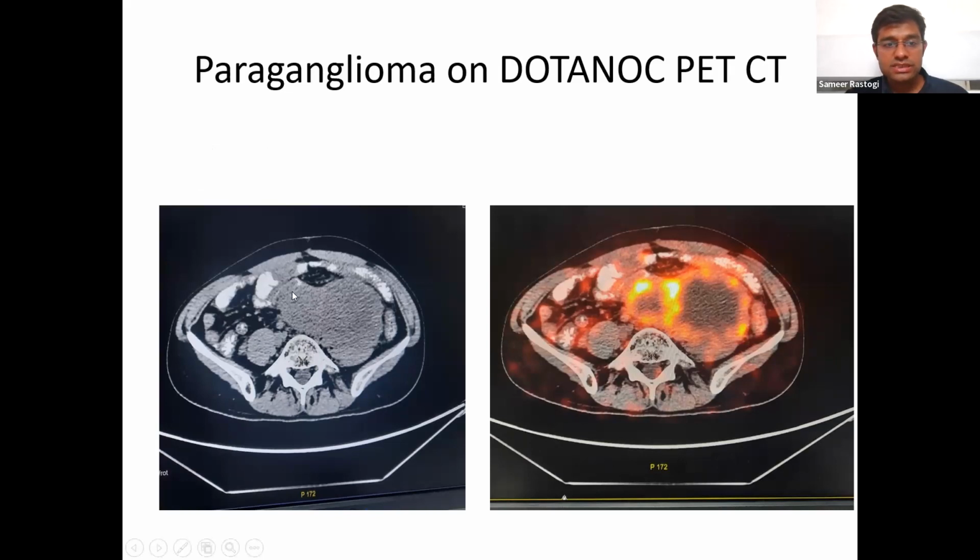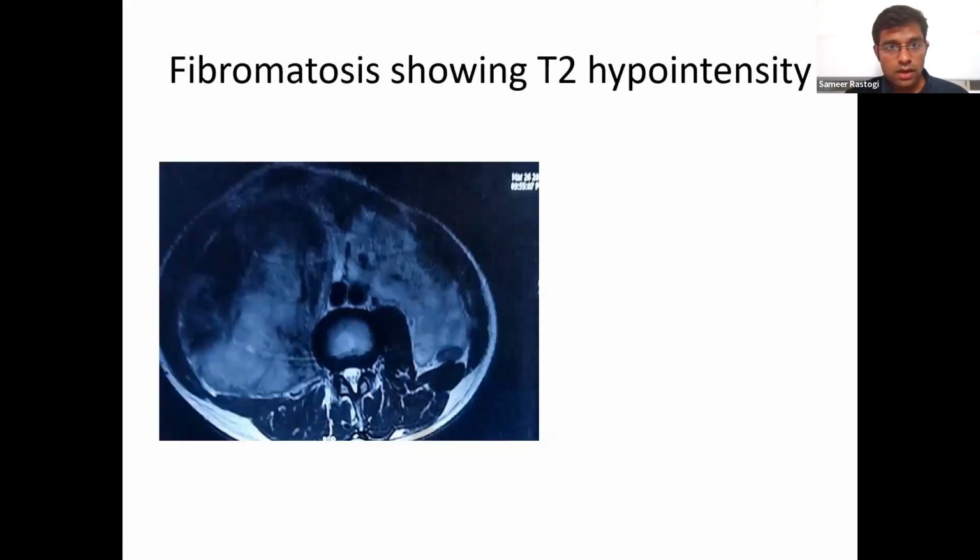If you can see, this is a retroperitoneal mass, which is evident on Dotanoff PET-CT, gallium Dotanoff. So this is nothing but paraganglioma. A retroperitoneal mass which is gallium Dotanoff avid is probably paraganglioma. This is retroperitoneal fibromatosis, and as you can see, it is a T2 image, and there is hypointensity, which is suggestive of a fibrotic component. It came out to be fibromatosis.